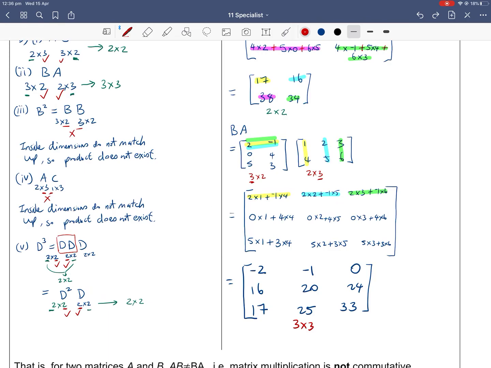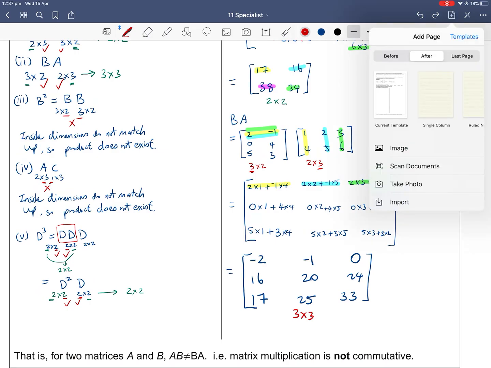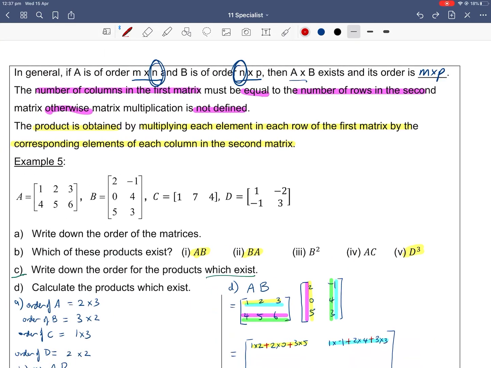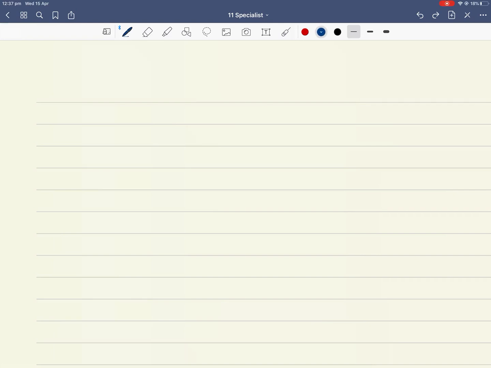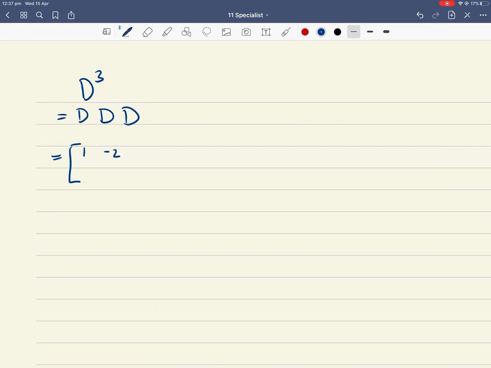Yep. So we have one more to go, which is working out D cubed. I am going to add a single page, might be easier than just resizing. So part 5 is D cubed. Okay. So D cubed, remember, was D times D times D. Let's substitute that D in. So 1, -2, -1, 3, 1, -2, -1, 3. I'm going to multiply that 3 times.